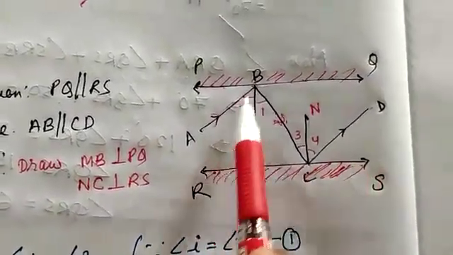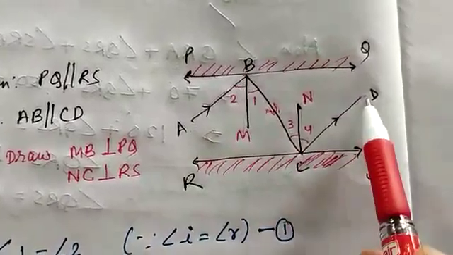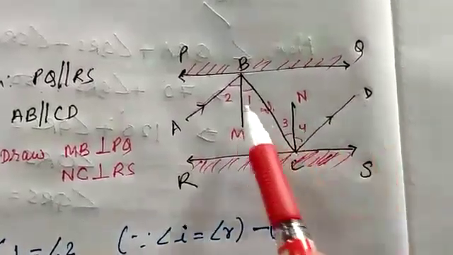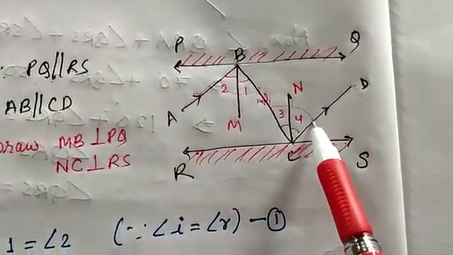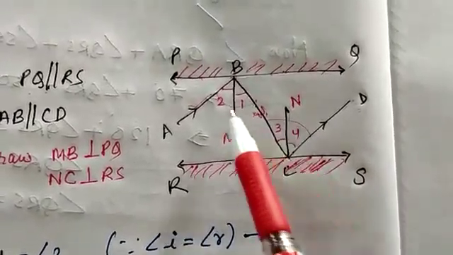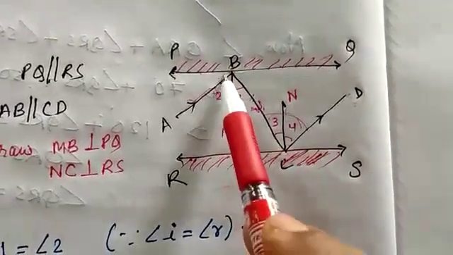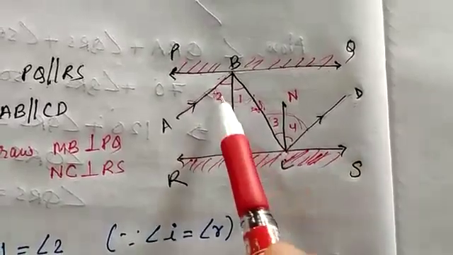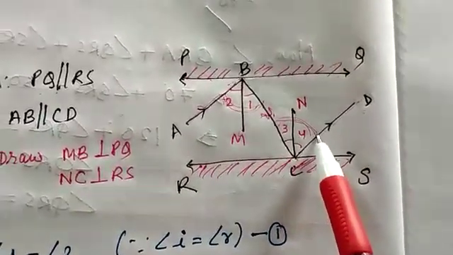and we need to prove AB is parallel to CD. How will we prove these two lines are parallel? I repeat again, if these two lines are parallel, then this angle is equal to this angle, alternate angles are equal. Conversely, if these two angles are equal, then I can write these two lines are parallel. So I am going to prove these two alternate angles are equal.